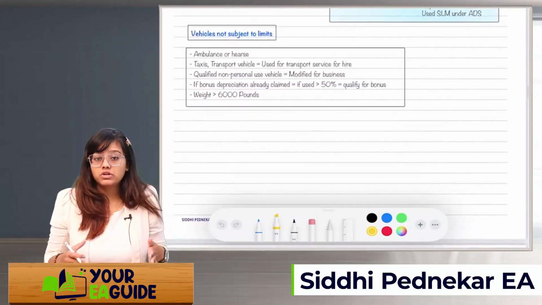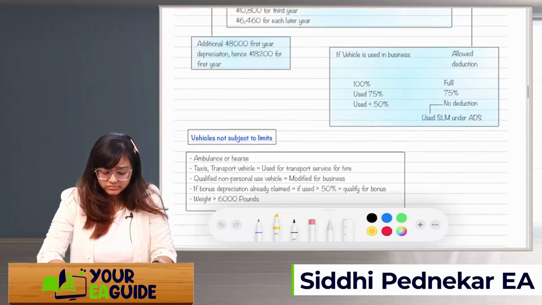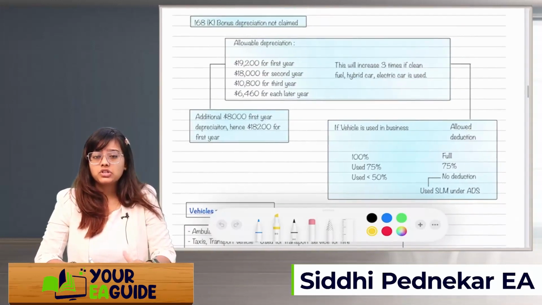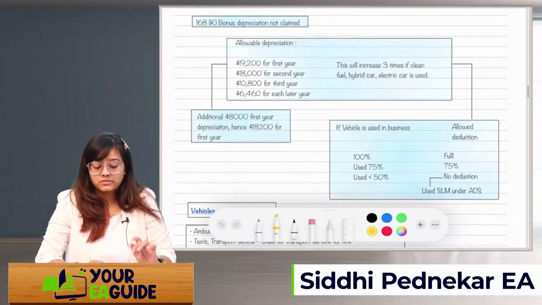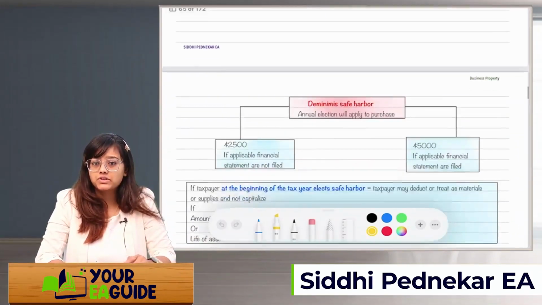Vehicle not subject to limits. Apart from this, whatever vehicle you are using in the business will be allowed as a depreciation based on this table. All right, this is very simple. There can be 1 or 2 questions from this topic as well.